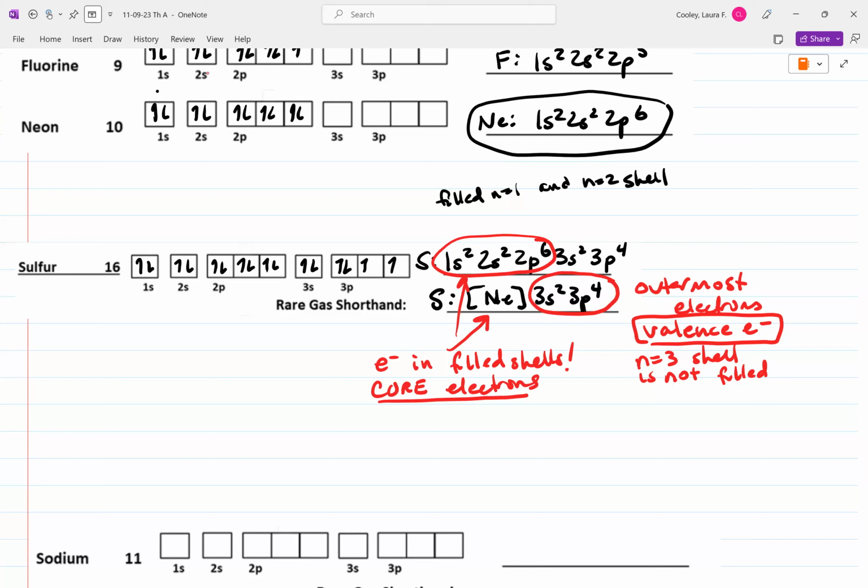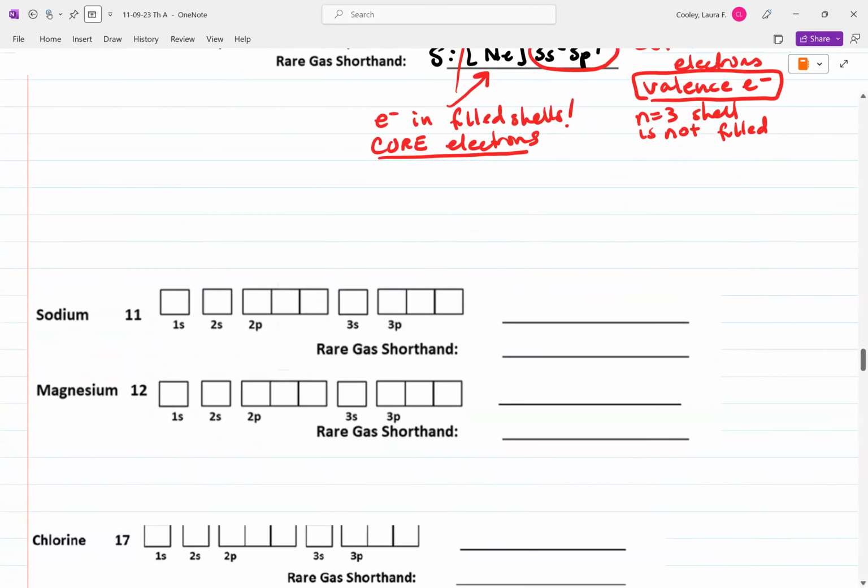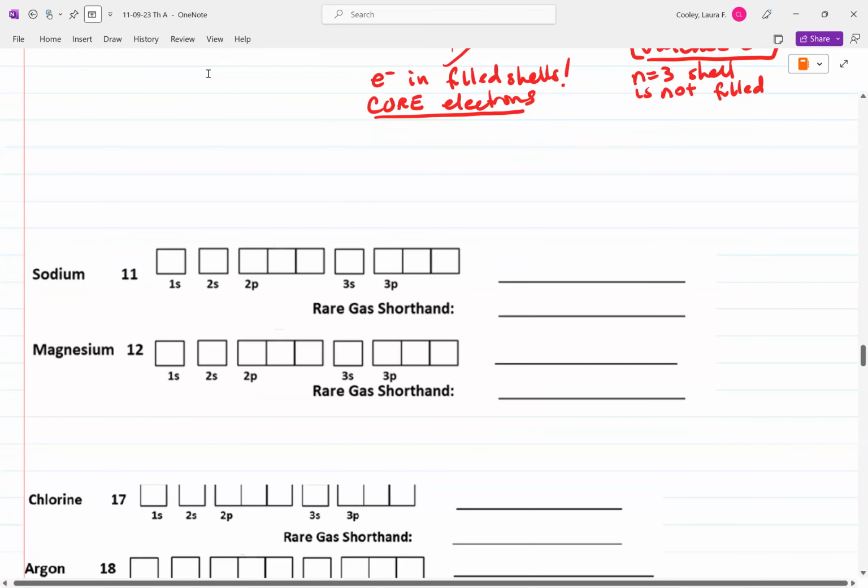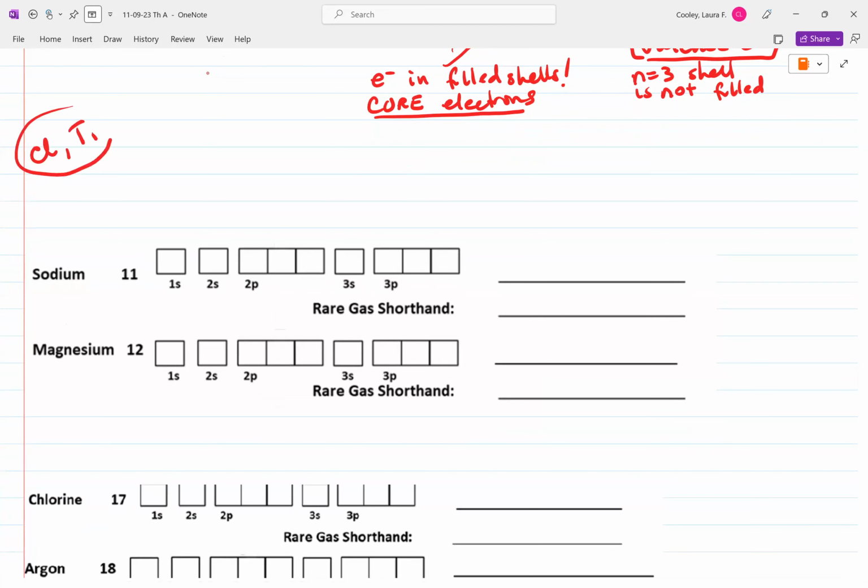So with that, I'd like you to go ahead and do these others, or as many of them as you can. I'm going to collect chlorine and titanium as a handout of the day on a separate paper. So just give me the configuration. You don't have to do the boxes. Just give me the configuration with the rare gas shorthand. And you're going to notice something.